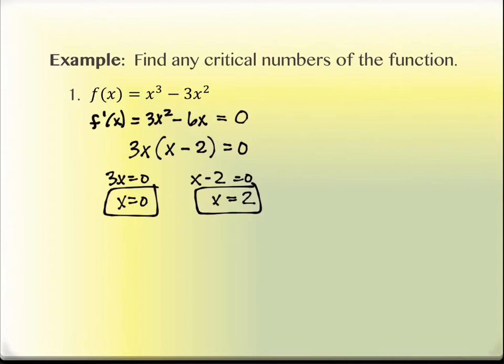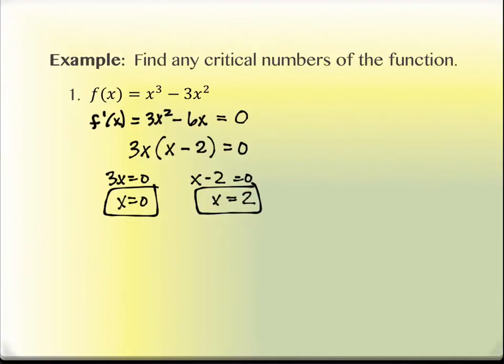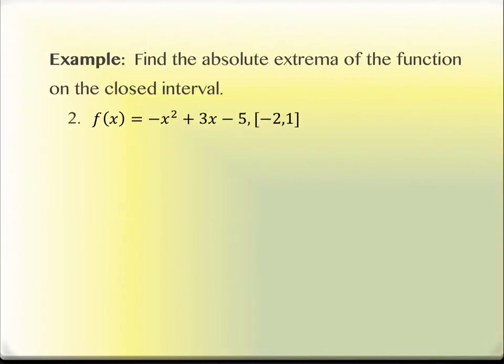It didn't ask us to go any further. But if I wanted to go further, I would be testing to see whether or not those really are peaks or valleys using the next steps in these guidelines here. But we don't have a closed interval here. We're just asked to find critical numbers. The next one does ask us to go a little further, though. It asks us to actually find the absolute extrema. So we start out the exact same way, right? We're finding critical numbers, taking derivatives and setting them equal to 0.